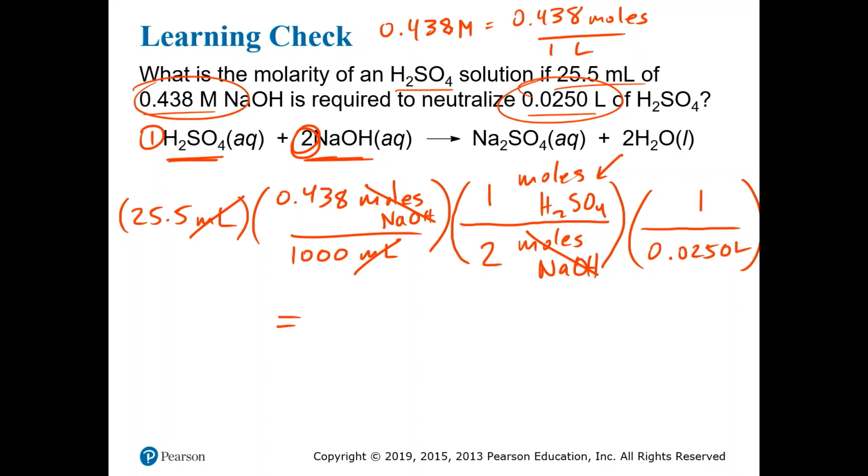Altogether, this would give us our answer, which would be 0.223 molar sulfuric acid, or 0.223 moles per liter of sulfuric acid, H2SO4. You can see the only difference between this problem and the previous one is in the 1 to 2 mole to mole factor between the sulfuric acid and the sodium hydroxide. So it's very important to take that into account and not just assume that the number of moles of acid is going to be equal to the number of moles of base.